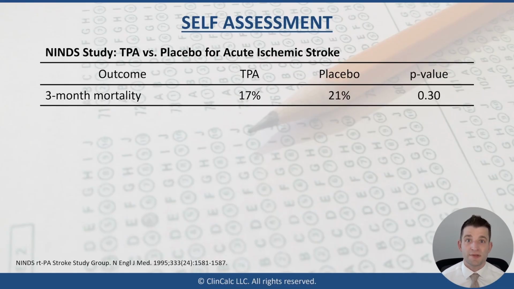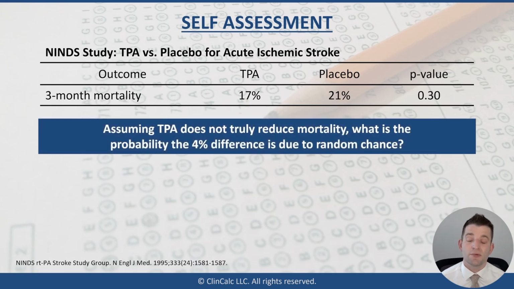So let's do a quick self-assessment. The NINDS study was a study that looked at tissue plasminogen activator, or TPA, versus placebo for acute ischemic stroke. And one of the endpoints was 3-month mortality. For that particular endpoint, it was 17% versus 21% with a p-value of 0.3. So our first question is, assuming TPA does not truly reduce mortality, what is the probability the 4 percentage point difference that we're observing is due to random chance? Pause the video and then answer for yourself.